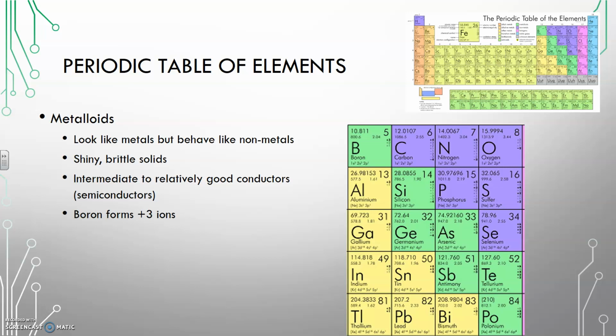Okay, so again, as we go across the periodic table here, we've got boron up first. It likes to form +3 ions. Next up, we've got silicon and germanium. They like to form either +4 or -4 ions. Then we have arsenic and antimony. They like to form -3 ions. Arsenic is kind of interesting.